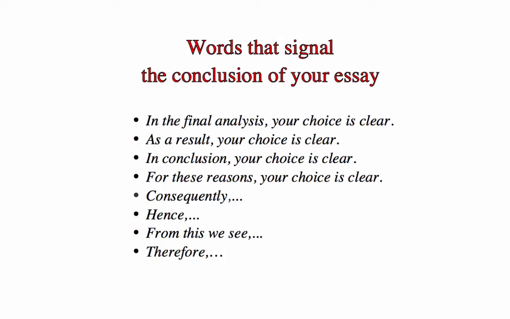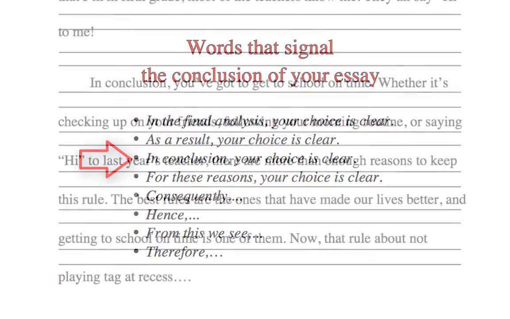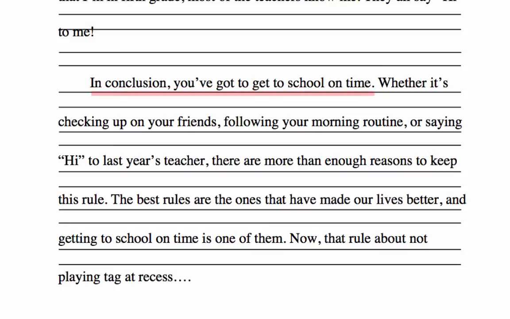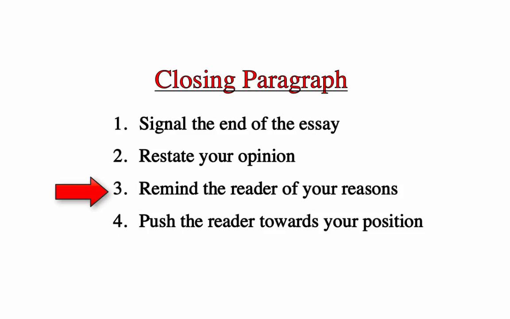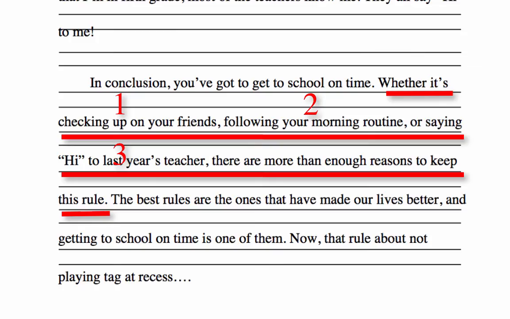This is a list of words that show summary or result. Choose one and combine it with a statement restating the rule you'd like to keep. Now you need to briefly remind the reader what your 3 reasons were. You do this in 1 sentence.